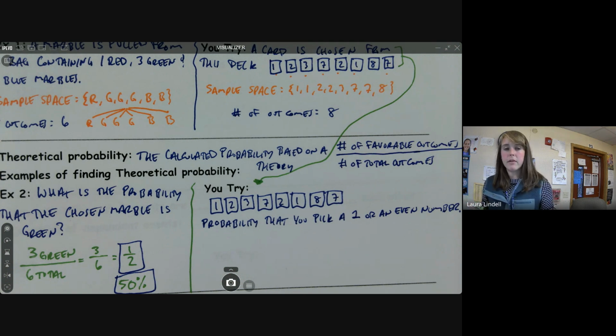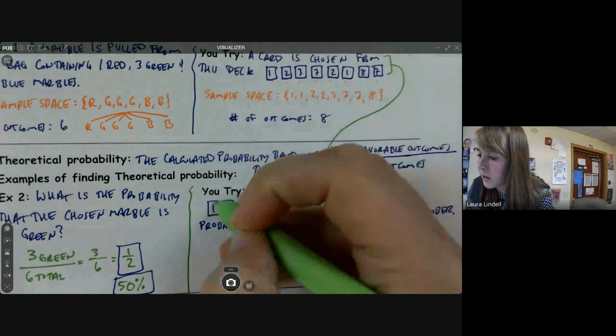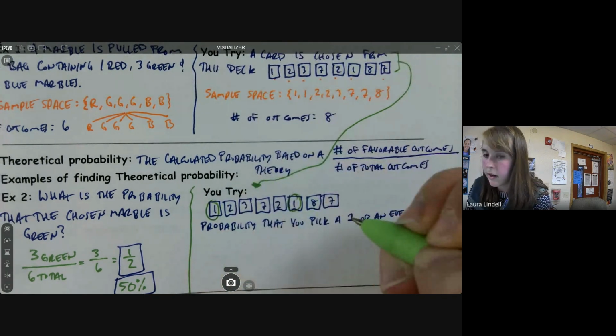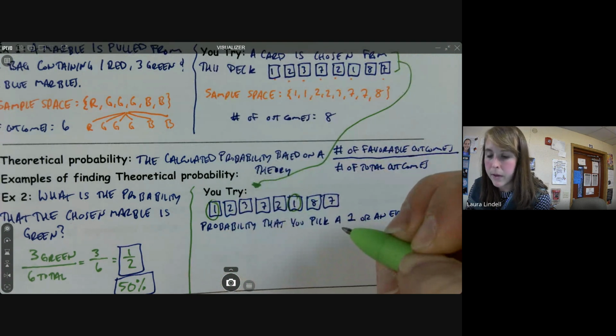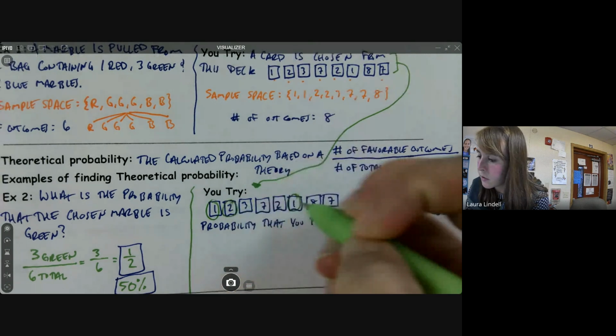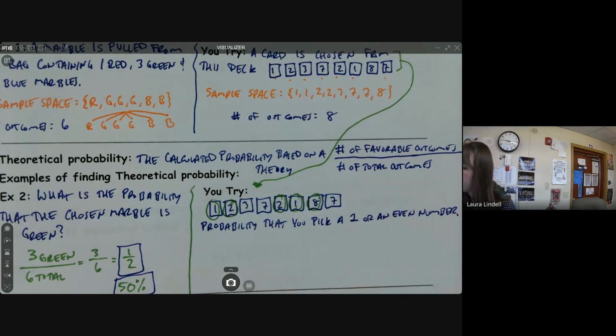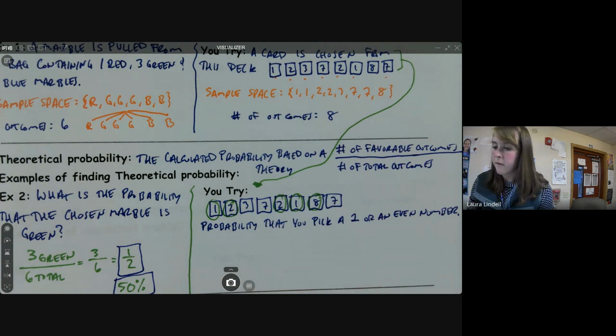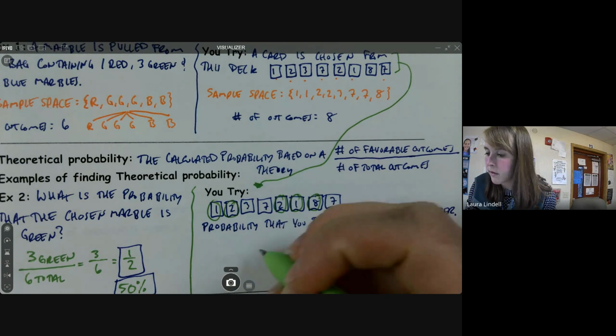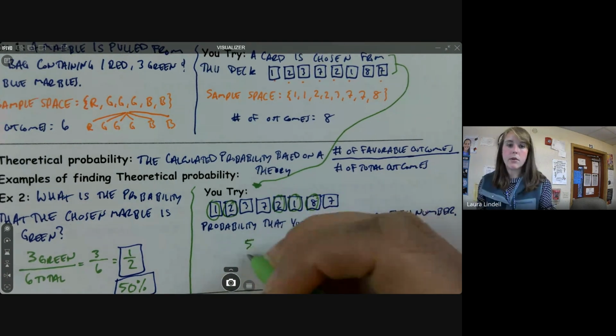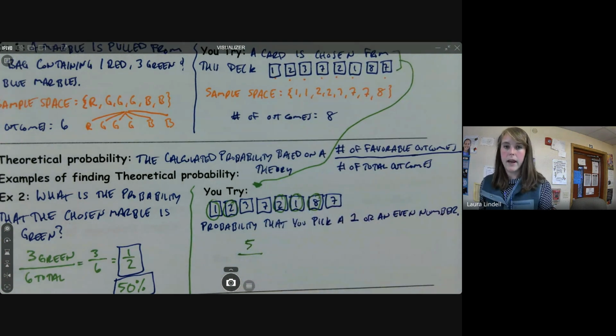The first thing we need to think about is our favorable outcomes. So we want to know what the probability is that it's either a 1 or an even number. So we need to count up how many 1s are there, how many even numbers are there. So first off, there's 2 1s, and then we need to look for the even numbers. There are 3 even numbers. Okay, so let's see, that's a total of 5 favorable outcomes. And how many total cards were there? There were 8 cards, right?